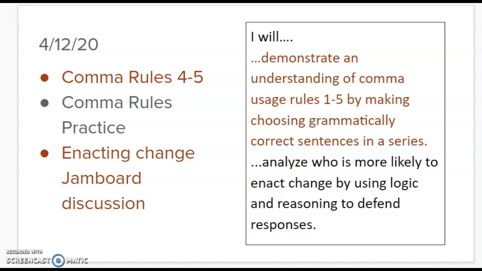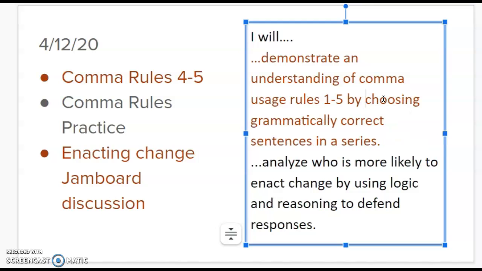Okay, so today, the 12th, we're going to work on Common Rules 4 and 5. Then we'll do some in-class quizzes practice with the Common Rules that we've learned. And then we'll round off the day by doing an enacting change Jamboard discussion for the last half hour or so. So your learning targets are to demonstrate an understanding of common usage rules 1 to 5 by choosing grammatically correct sentences in a series. And you'll analyze who is more likely to enact change by using logic and reasoning to defend responses.